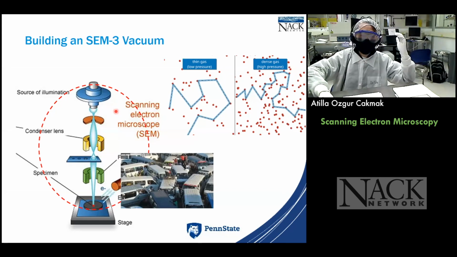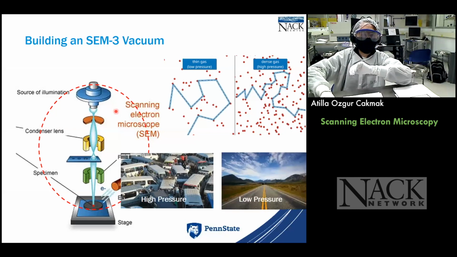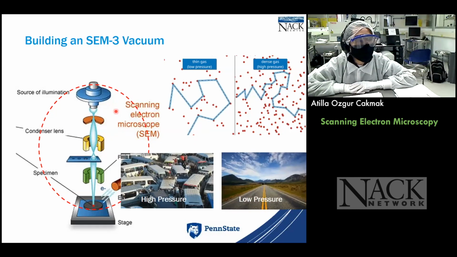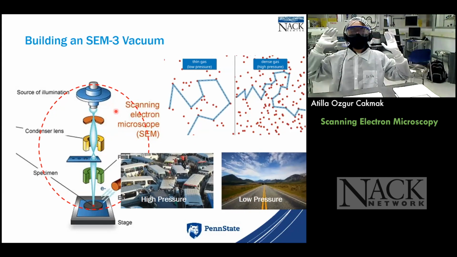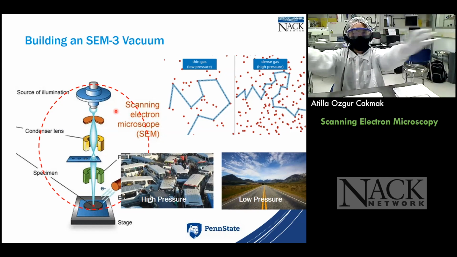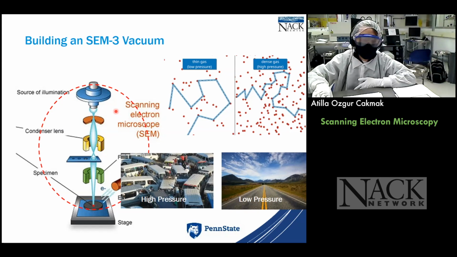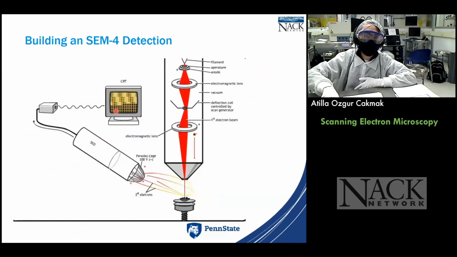So we can think of it this way. We don't want a traffic jam for the electron. We want all the highways open for the electron with the low pressure. So we won't be hassling with all those particles.